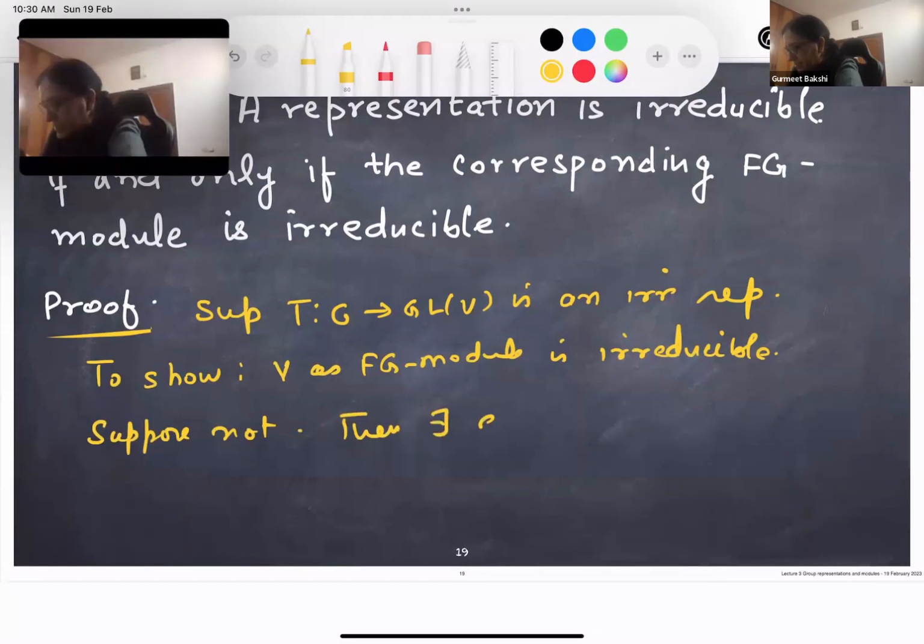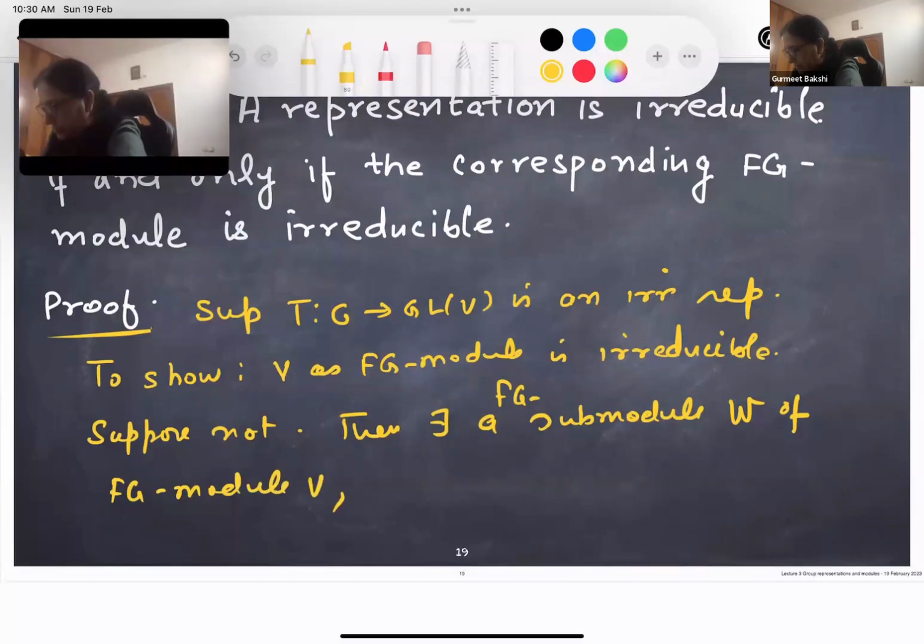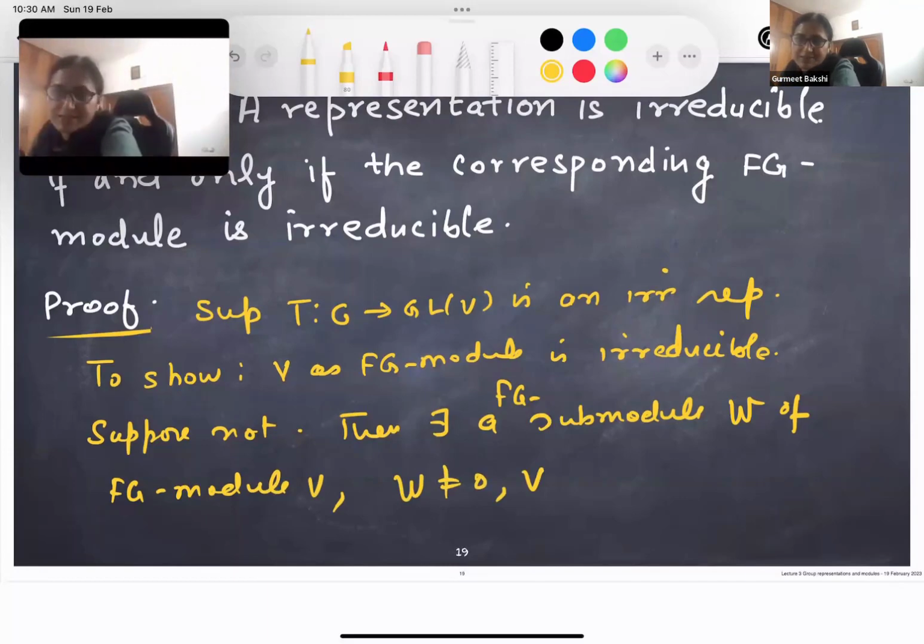Then there exists an FG submodule W of the FG module V, and W is different from 0 and V. This is what we mean by saying that a module is not irreducible.